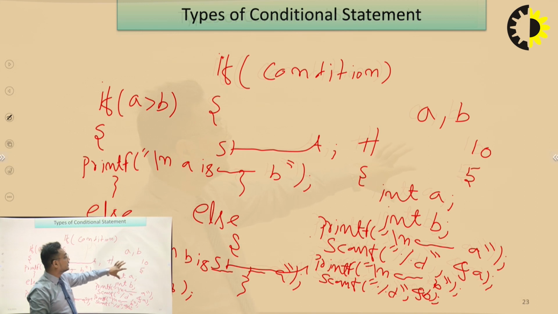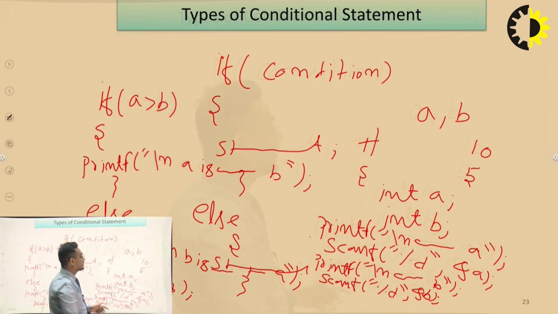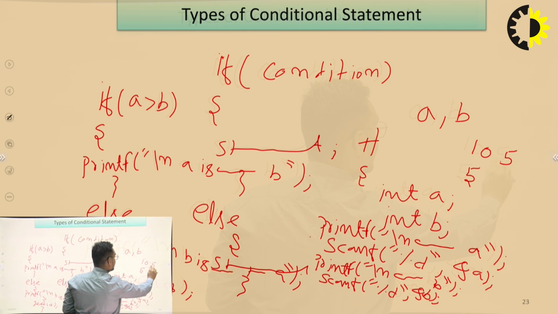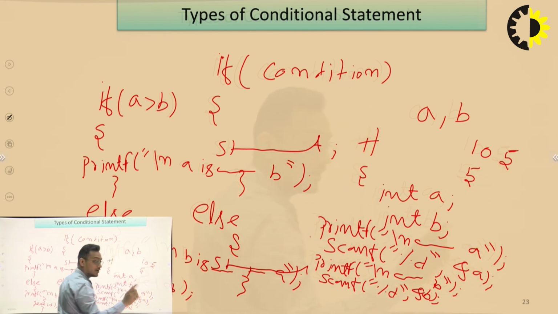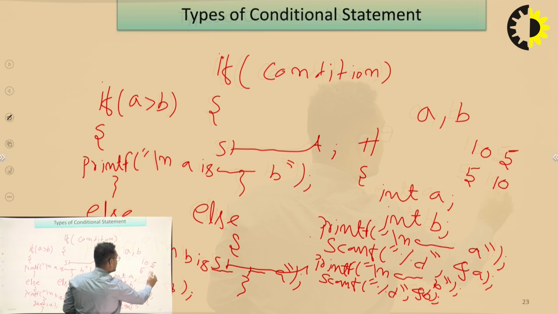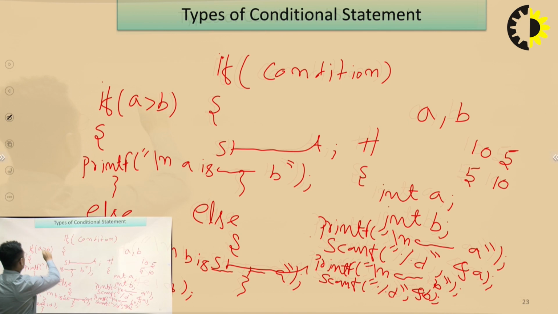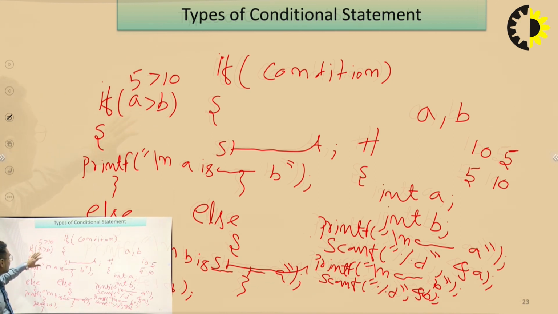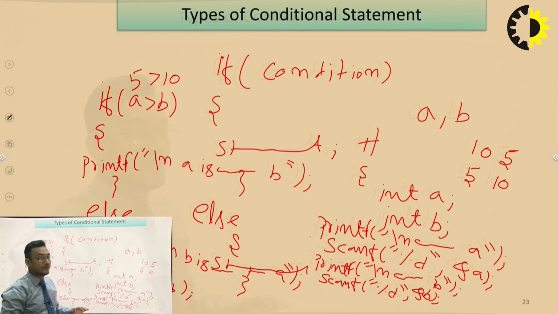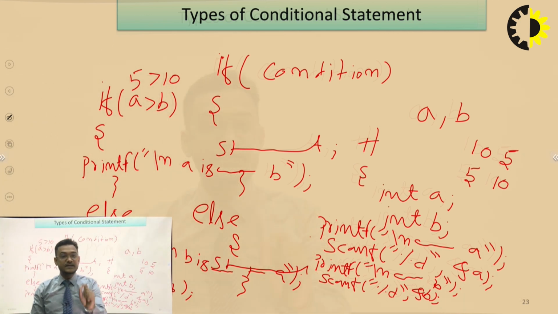If you reverse it, suppose you write here 5 first, so A is 5, and then B is 10. Then what's your answer? Check. 5 greater than 10 is wrong. Then the condition automatically comes to the else statement. Then what's your answer? You find out the answer is B is greater than A.